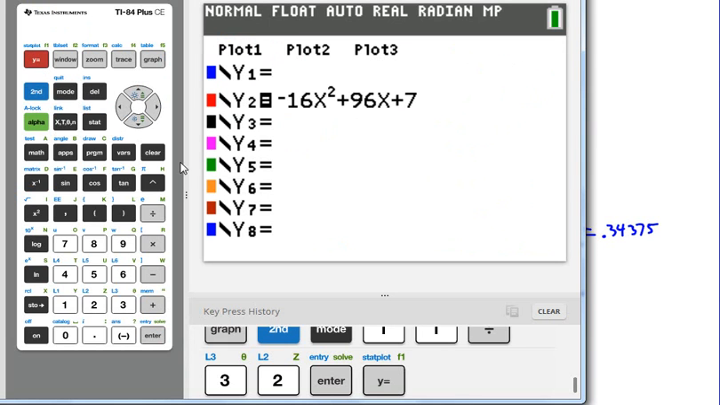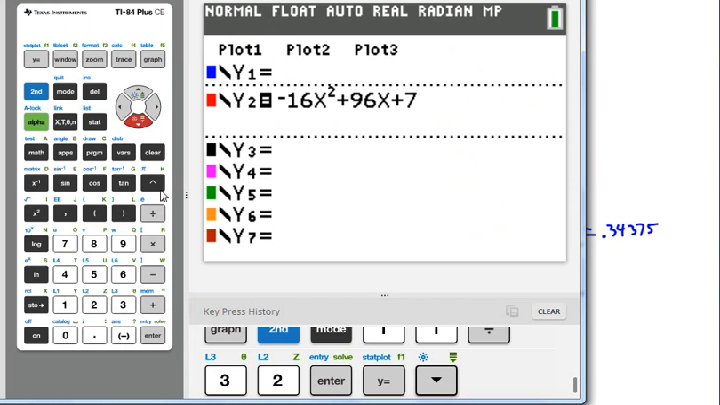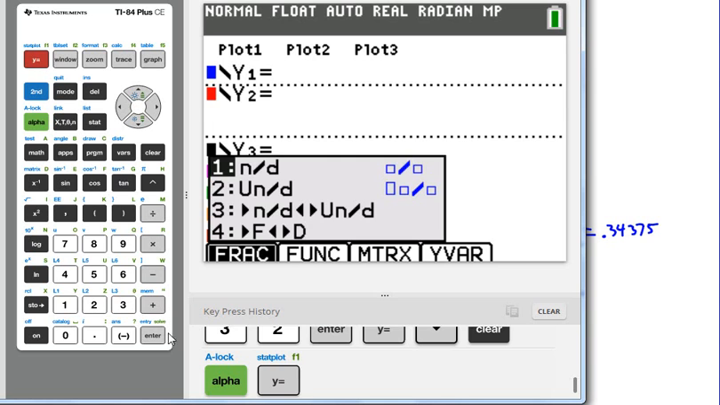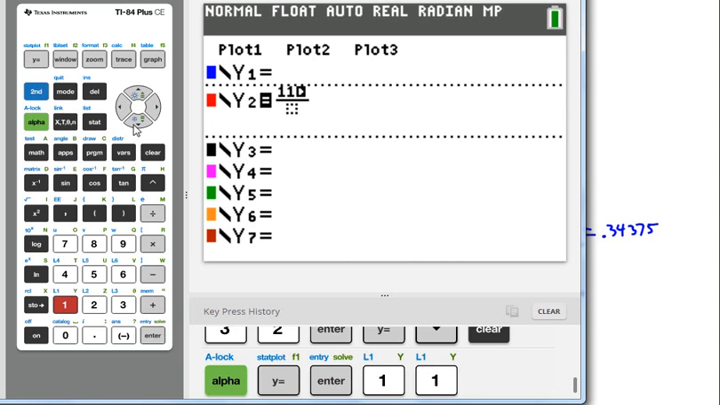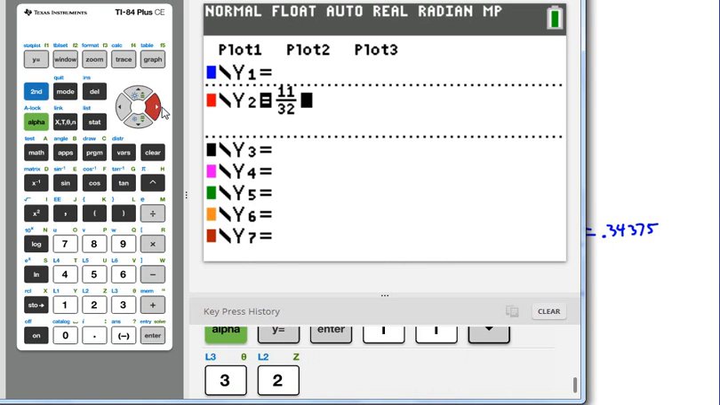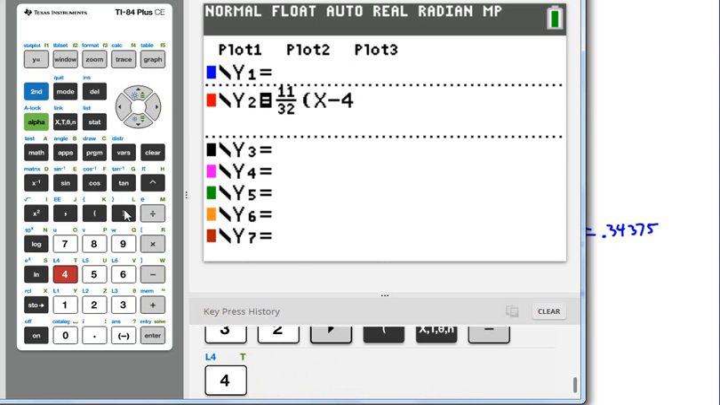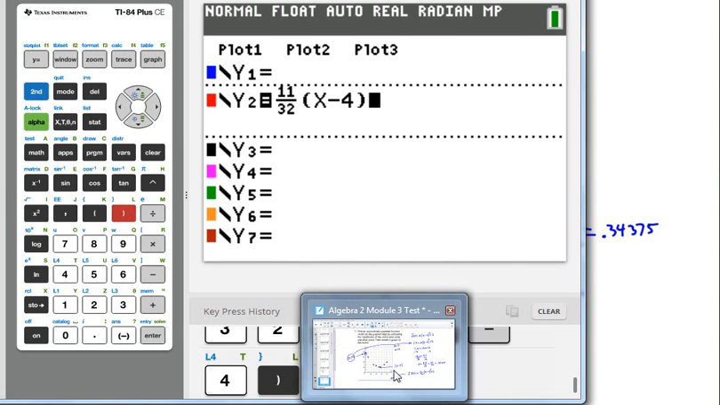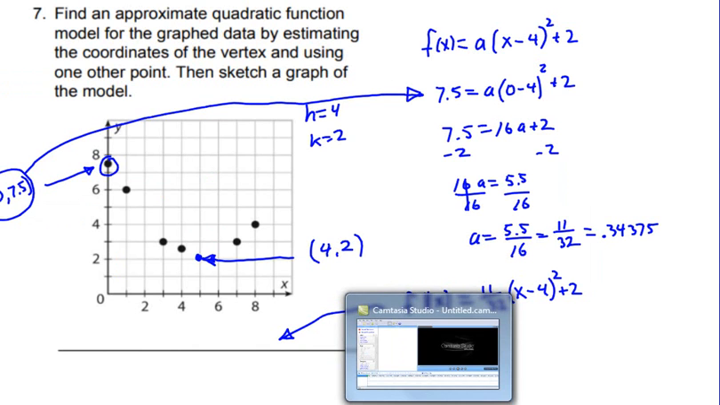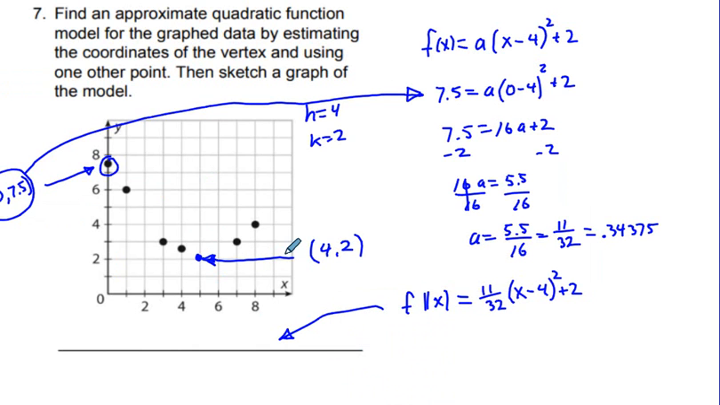So go to y equals 11 over 32, we come out here, quantity x minus 4. Is that what it is? Make sure I have that right. Yeah, squared plus 2. Ooh, you know something? I have messed this up, haven't I? Because that's supposed to be 5 comma 2. I'm going to change everything.